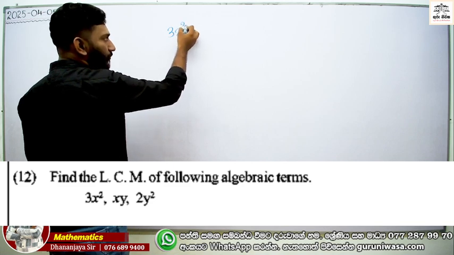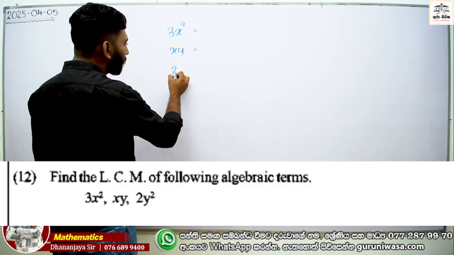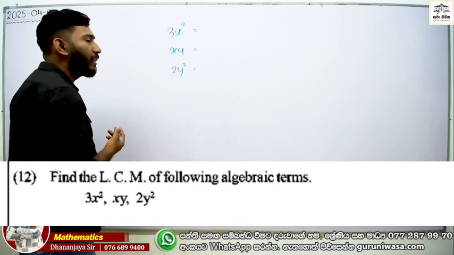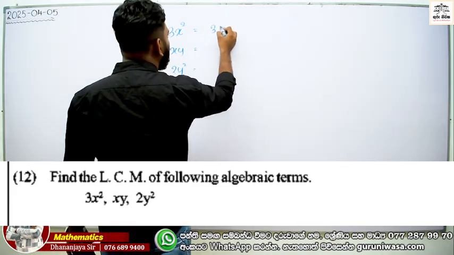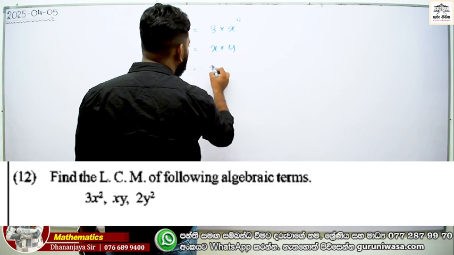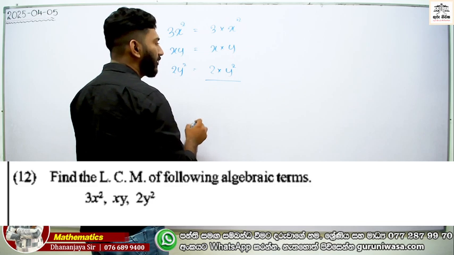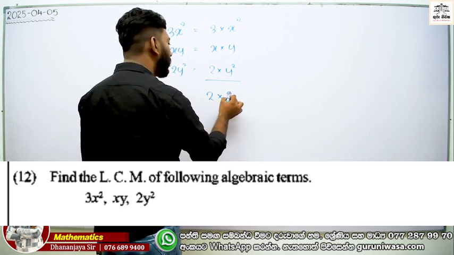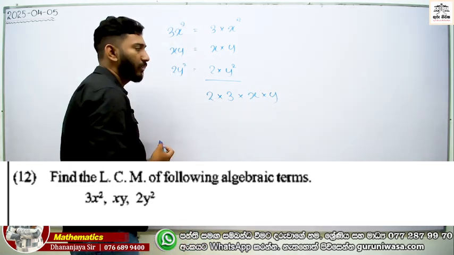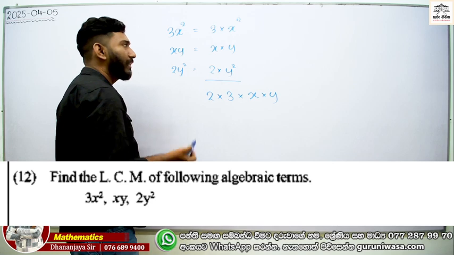3x squared, xy and 2y squared. We discussed this one. These are not expressions, these are terms. Then we can write 3 into x squared, x into y, and 2 into y squared. And you know there are four different terms: 2 is a different one, 3 is another one, x is another one, y is another one. Four kinds of terms: 2 terms, 3 terms, x terms, y terms.